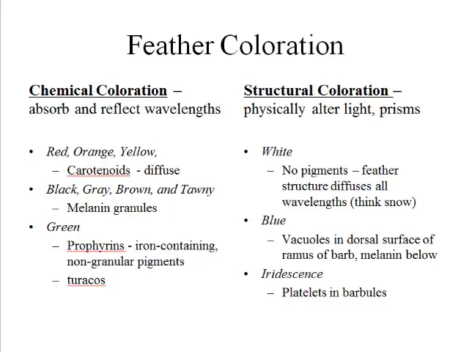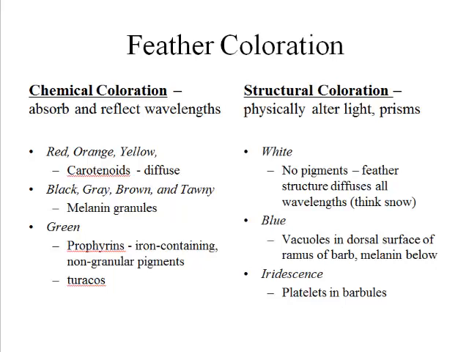Okay, how about black, gray, brown, tawny? These kinds of things are produced by melanins. Melanins are insoluble pigments occurring as granules. They're synthesized by special pigment cells called melanocytes from the amino acid tyrosine. The more melanin there is, the darker the color will be.